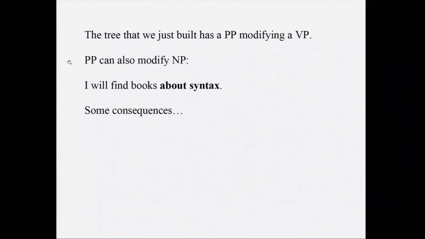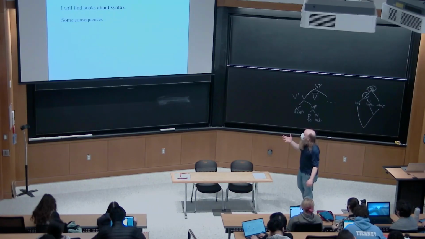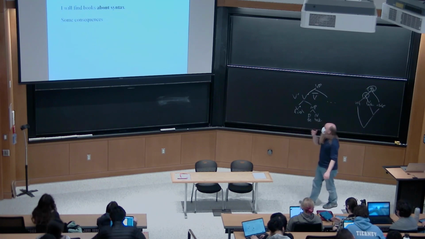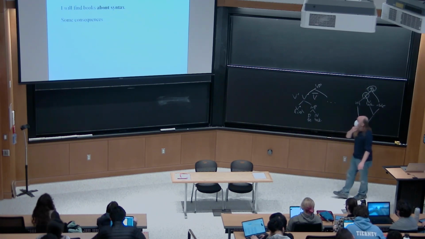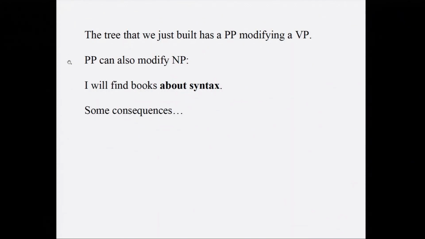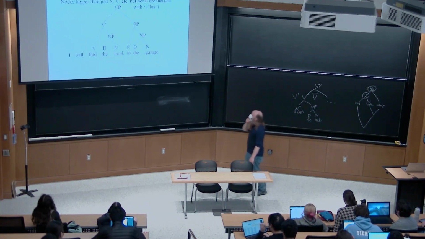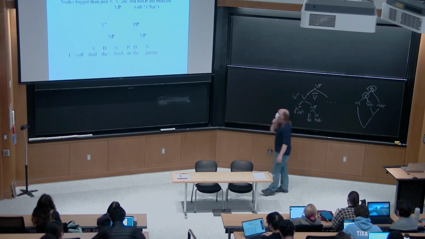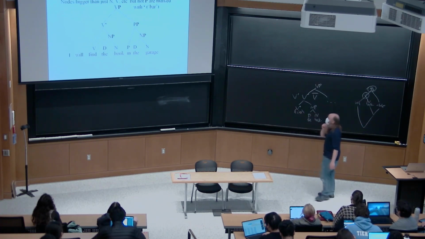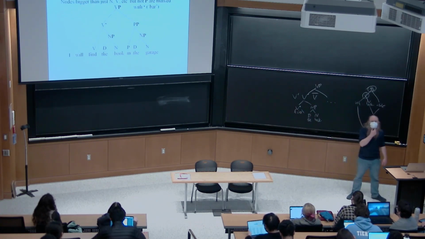All right, so now, I drew you a tree, and some of you last time objected. I drew you a tree in which a prepositional phrase was modifying a verb phrase. I'll show you the tree again. You've got a prepositional phrase in the garage, and I've got that prepositional phrase merged together with something with the label V. That's a prepositional phrase that's telling you where the finding of the book is going to take place. It's going to take place in the garage.